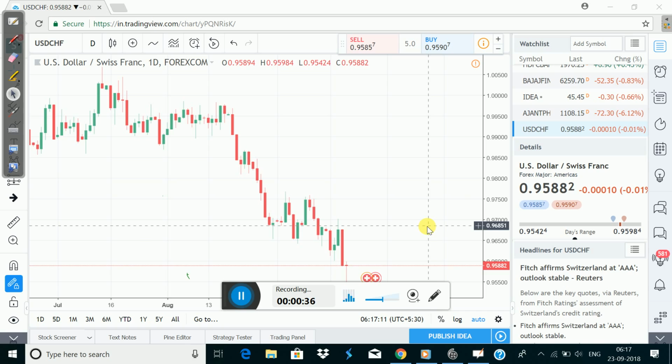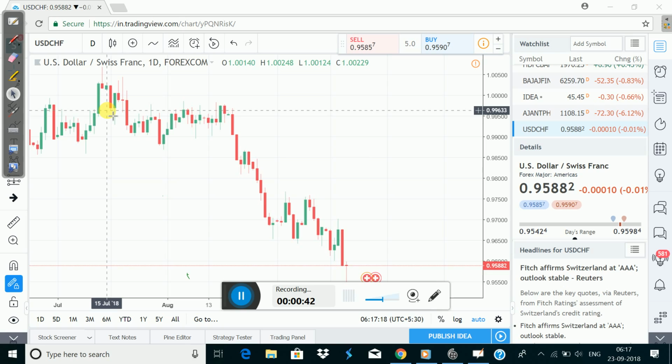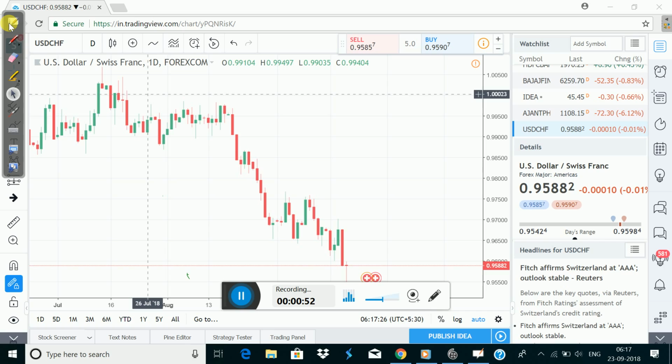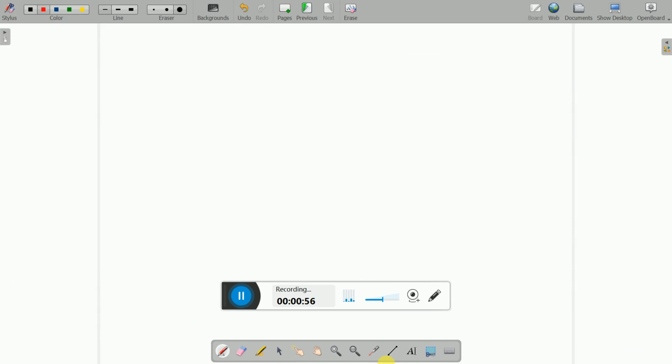Now, we're going to be analyzing the chart of US dollar and Swiss franc, and I'm going to be sharing with you a method which you can use to identify the direction of the market. So let me share with you the method first, and then we're going to be coming back to the chart and analyze it further.